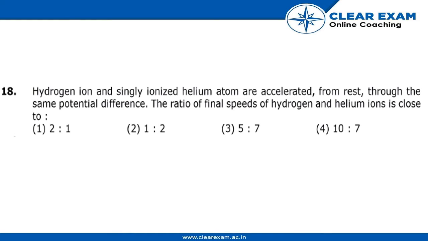Question number 18. A hydrogen ion and a singly ionized helium atom are accelerated from rest through the same potential difference. So the ratio of final speeds of hydrogen and helium is the problem that we have to solve. We have to find basically the ratio of final speeds of hydrogen and helium ions.